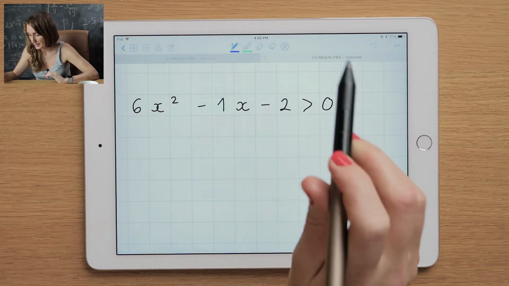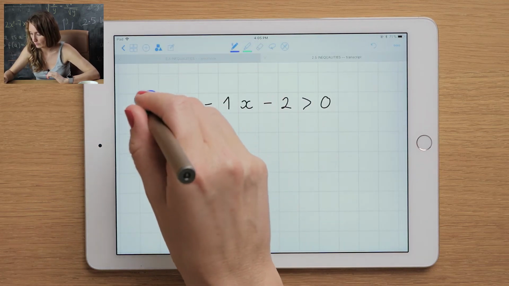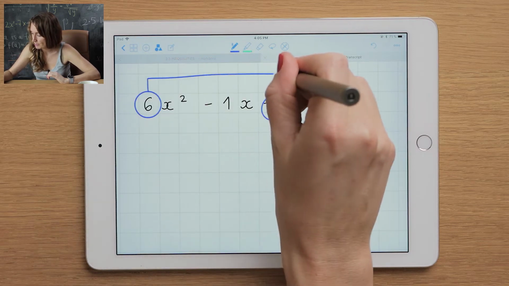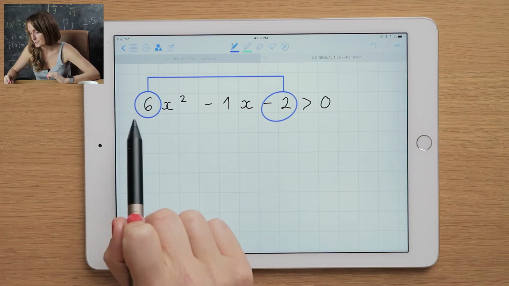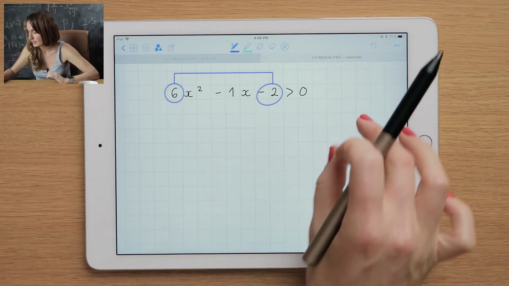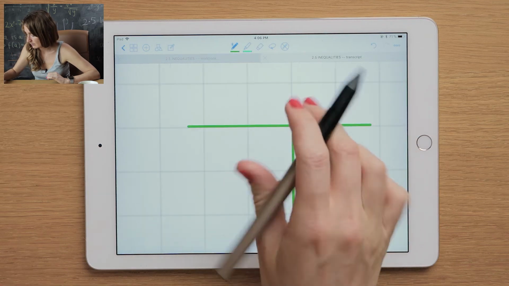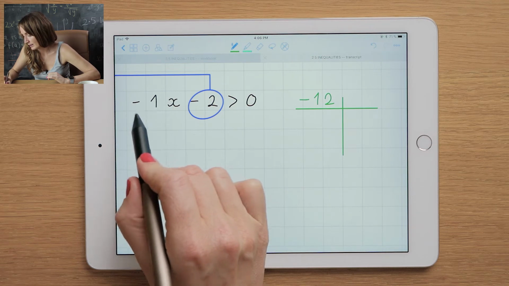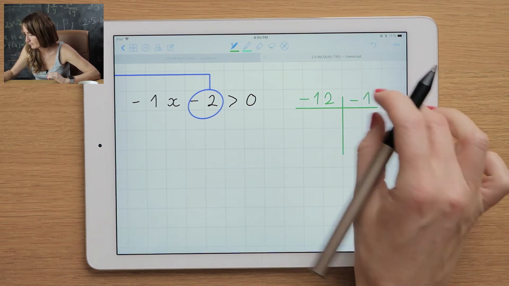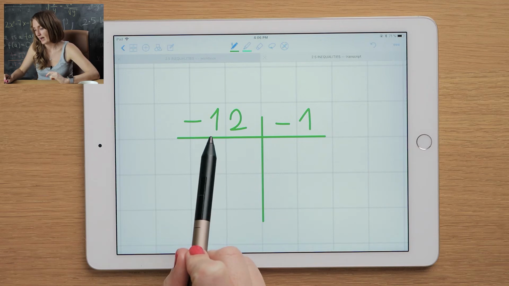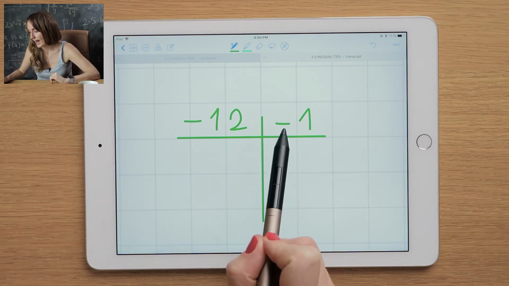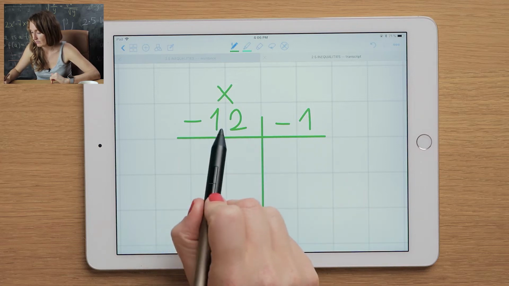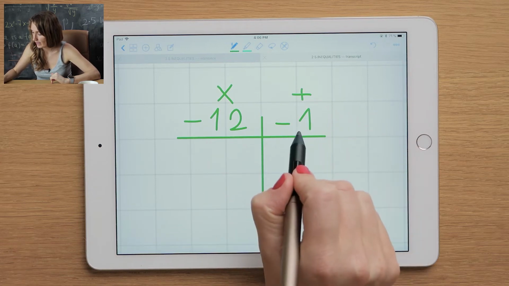I'm going to use the glasses method, and you'll see why it's called the glasses method now. I'm going to multiply my first and my last term together. So 6 times minus 2 gives me minus 12. I need my numbers to add up to minus 1. So what I'm looking for is factors of minus 12 that will add up to minus 1. The two numbers that multiply to give this and add up to give that.